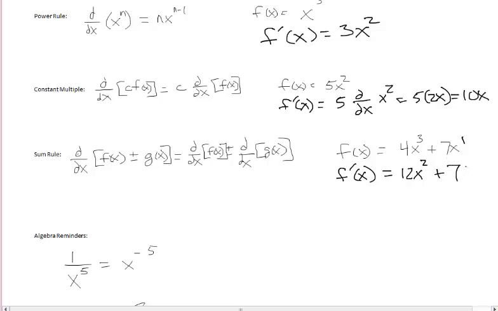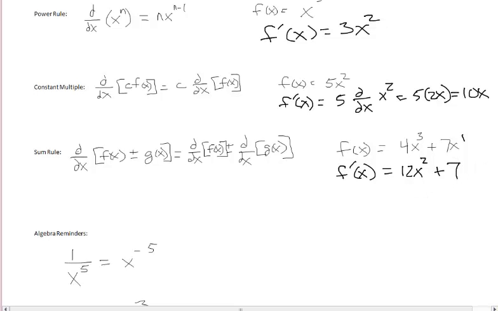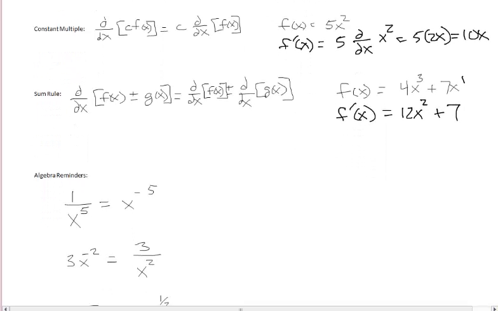And if we subtracted 1 from the exponent, we'd have x to the 0, which is equal to 1. So anytime you have a single variable and you take the derivative of it, it just turns into the constant that was out front. So those are our basic rules for this section.